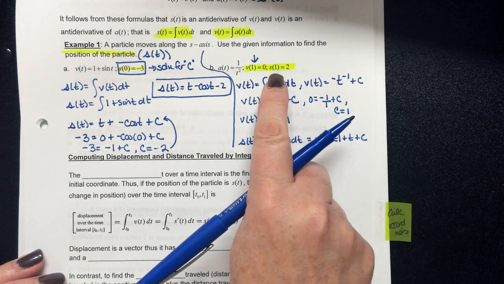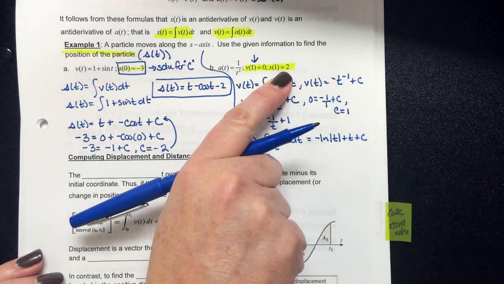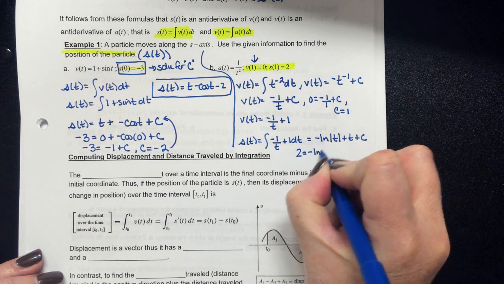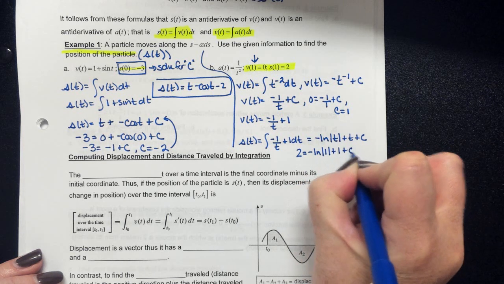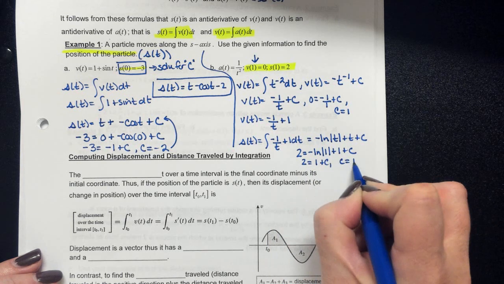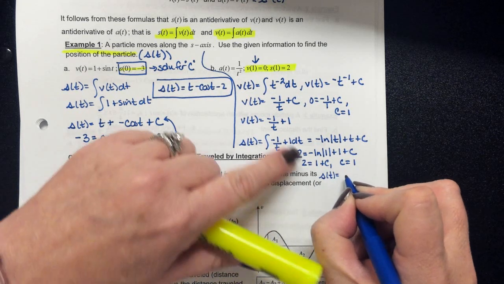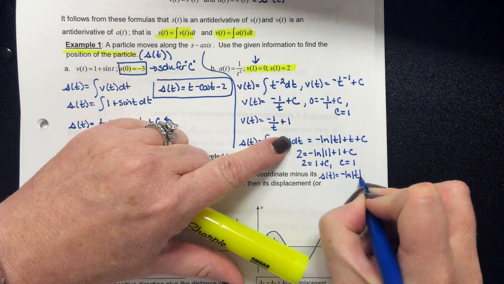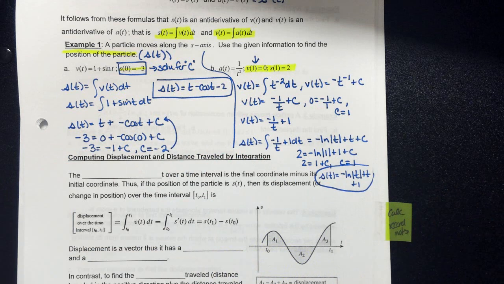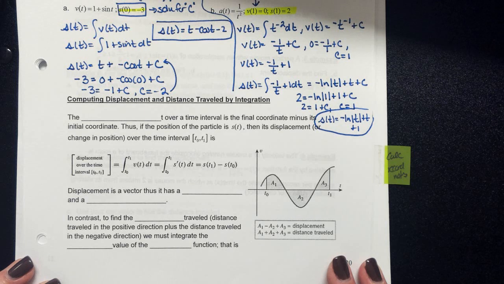Now I'll use the initial condition where they're telling me that s of 1 is equal to 2. Plug 1 in for t, and let s of t be equal to 2. So 2 is equal to the negative natural log of 1 plus 1 plus c. Natural log of 1 is 0, so 2 is equal to 1 plus c. C is equal to 1. Then my position function is equal to the negative ln of the absolute value of t plus t plus 1. That's how you can integrate to help you find your position function, whether you're given velocity or acceleration.